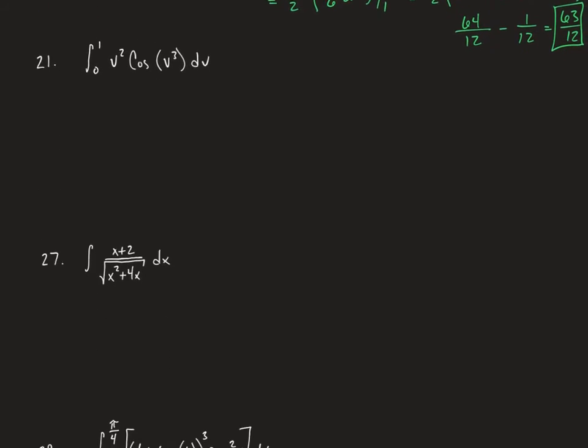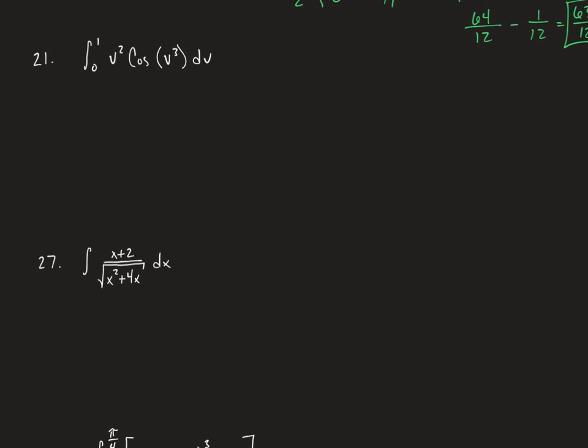21 is another situation where I'll need to use a U-substitution because I've got a composition, and that composition is cosine of another function, so I'm going to let u equal v cubed. And if that's the case, then du is equal to 3v squared dv.